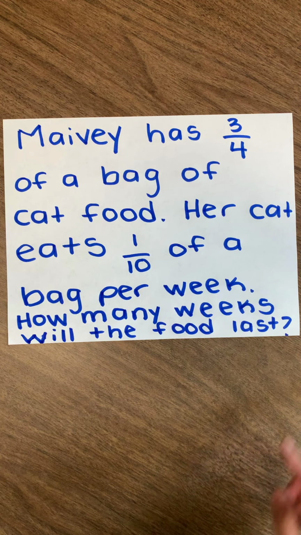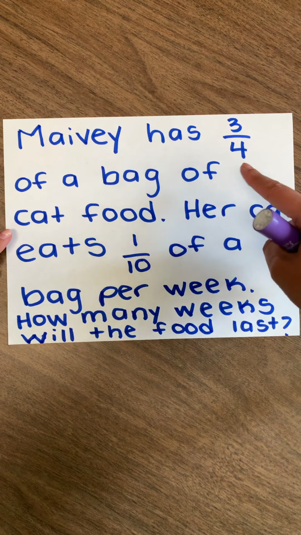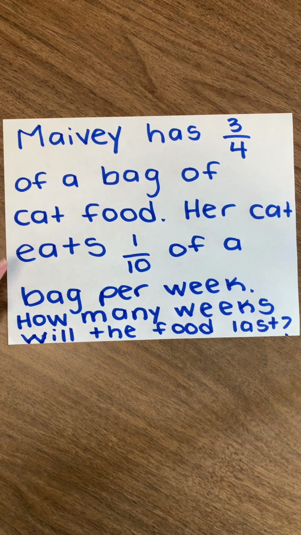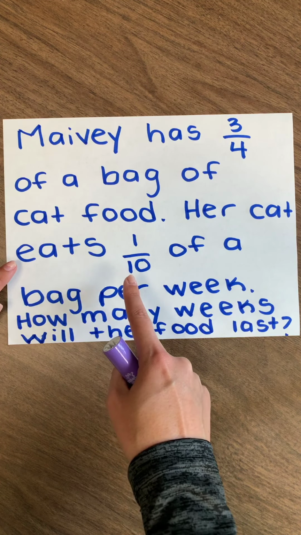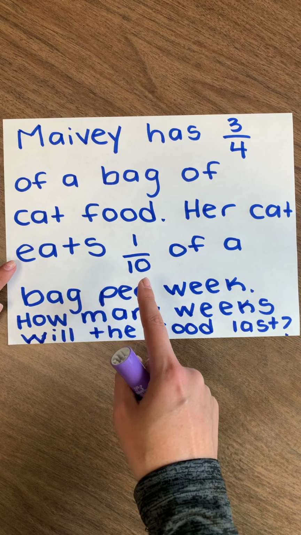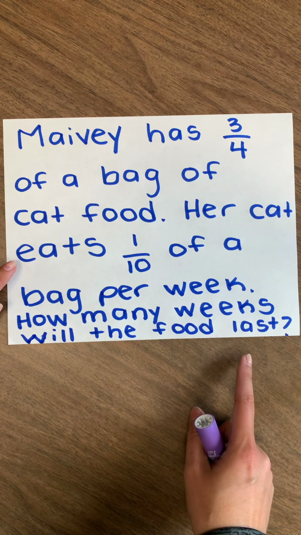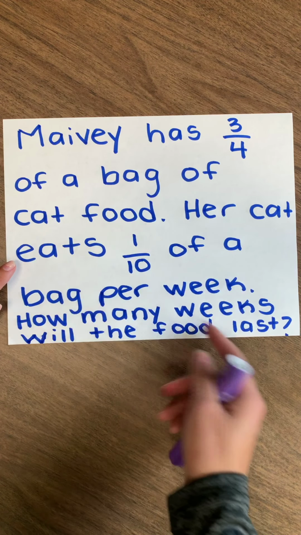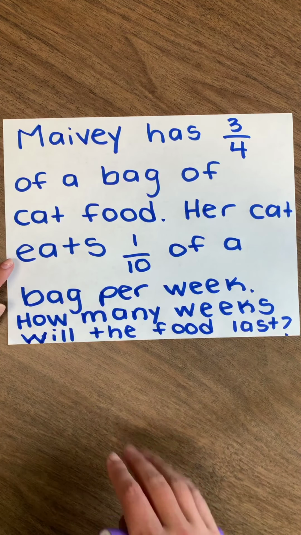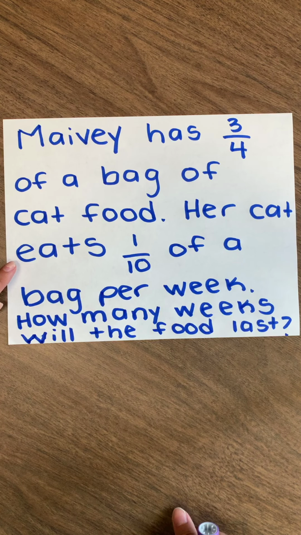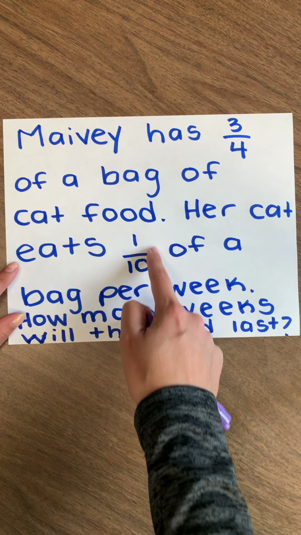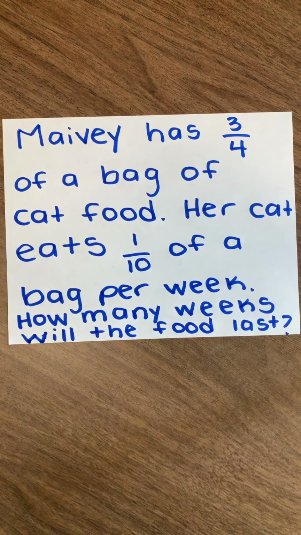So if you think about that, she has 3/4 of a bag of cat food, so she doesn't have a full bag. Almost full. Her cat's not going to eat all of that in 1 week. She'll just eat a little at a time. She's going to eat 1/10 of it every week. So how many weeks will the food last? So that's asking how many times. So if she eats 1/10, then another 1/10, then another 1/10, then another 1/10. In a way, that's asking how many tenths or how many 1/10s are in 3/4, which is a division problem. So go ahead and try that out, and then we will see how you do.